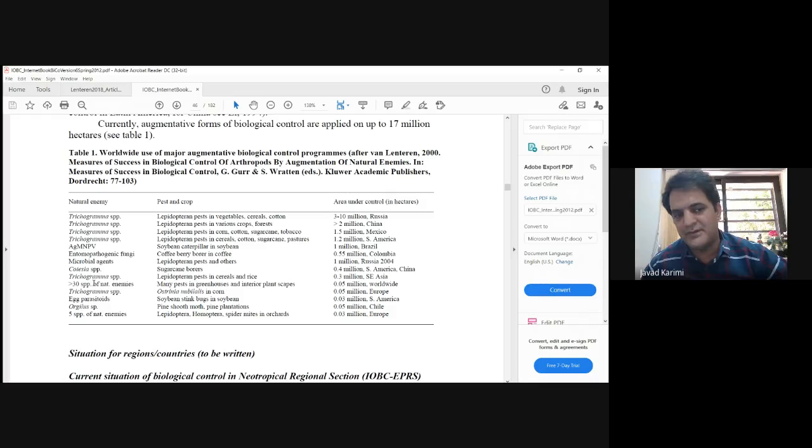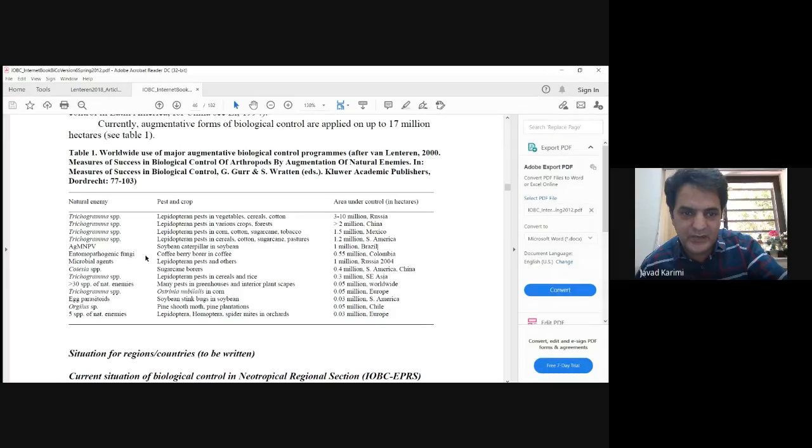After this, there are some other agents. For example, AgMNPV. This is a type of virus which farmers in Brazil use annually on 1 million hectares to control a pest on soybean, the soybean caterpillar. This is a very typical example of application of a microbial agent to control pests in the field at a cheap cost.